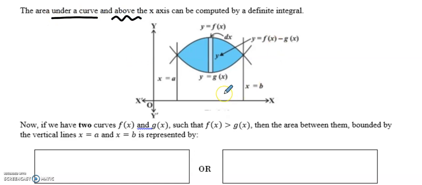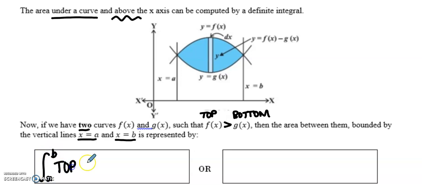So keeping everything in positivity right now, we know that the integral will take care of itself if it ends up being somewhere else. If we have two curves, f of x and g of x, with f of x being greater than g of x, so f is the top function and g of x would be the bottom function, then the area bounded by the vertical lines x equals a and x equals b is represented by the integral from a to b of top minus bottom when talking about painting down to the x-axis.